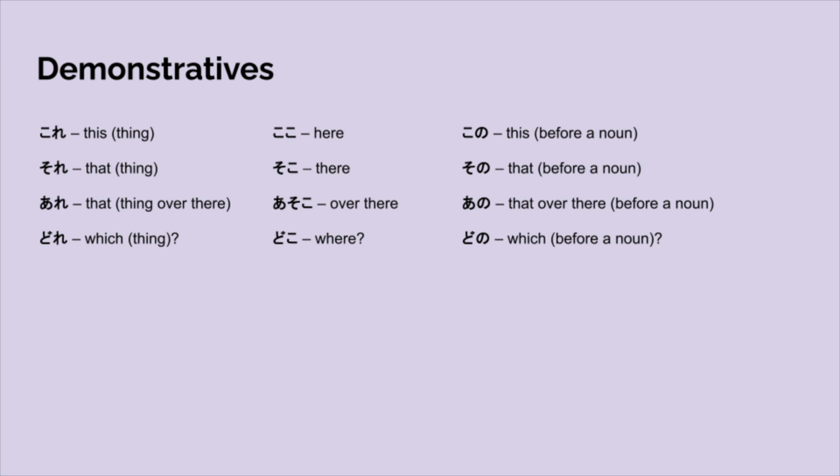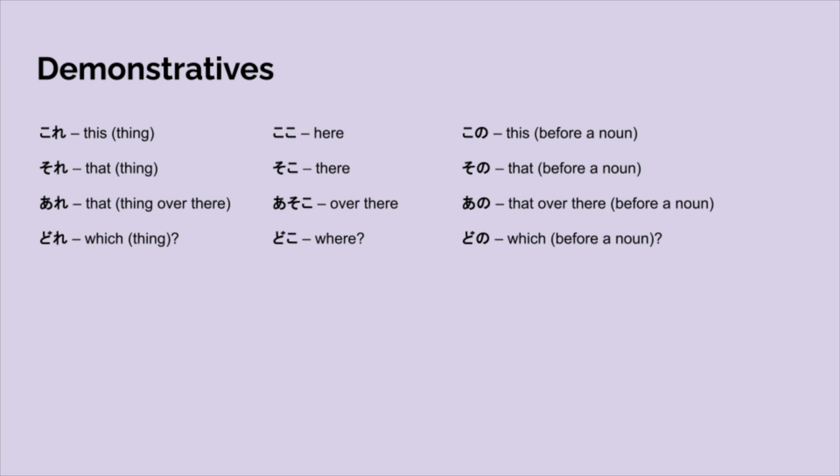Kono hon is the example that I was using earlier. Kono hon, this book. It's the one that I'm holding right now. Sono hon is the one that your friend is holding. You're talking to your friend, it's the one that your friend has. Ano is the one all the way over there across the room. And then dono is which one? What are we talking about?